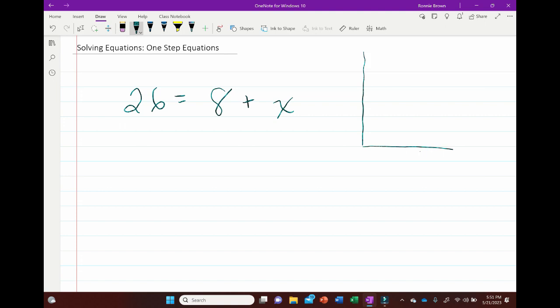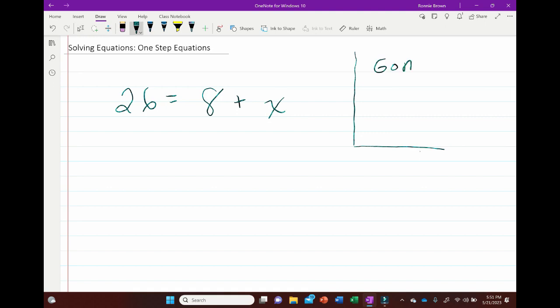What would we like it to look like or get to? So here's what we want. We always want to have x, or whatever variable, on one side and the number on the other side, or maybe the number can be on the left and the variable, in this case the x, can be on the right. That's our final goal in solving an equation.